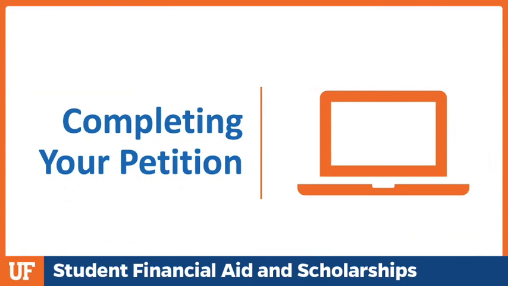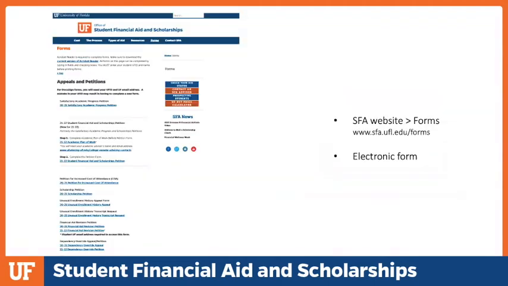So now that we've reviewed the 3 petitions that we have here in our office, let's go over how to complete them. So you will go to our SFA website form. So that would be sfa.ufl.edu/forms. And you would select the petition that meets your circumstances. The form is an electronic form. So for instance, if you wanted to complete the financial aid revision petition, you would click that link, and then you'll be redirected to the electronic form.